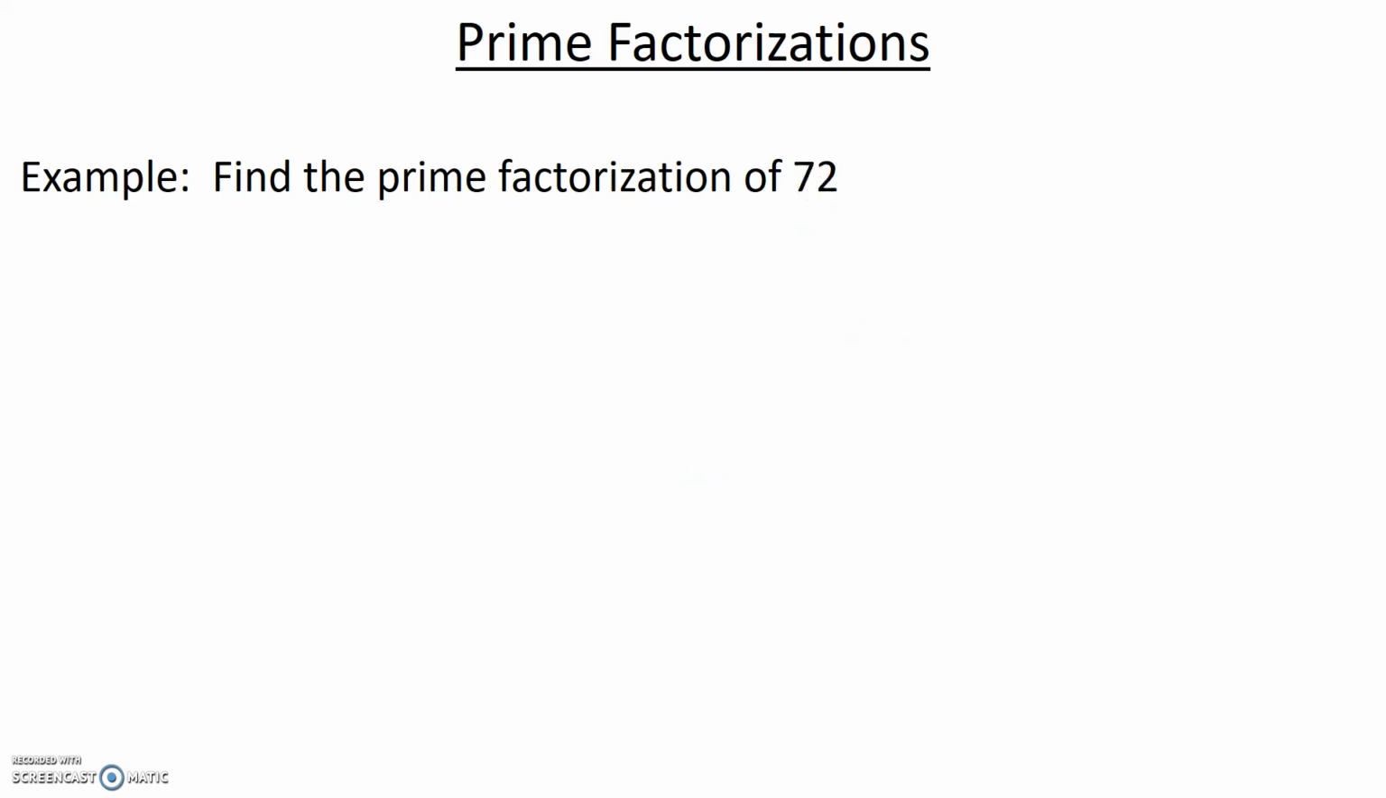Here's another example. Let's find the prime factorization of 72. Once again, our first few primes are 2, 3, 5, 7, 11, etc. So let's take 72 and write this as 2 and 36. 36, we can write that as a product of 2 and 18. 18, we can write that as a product of 2 and 9.